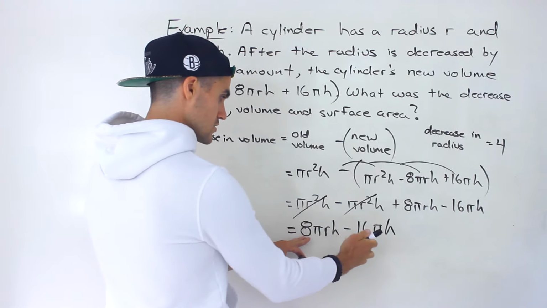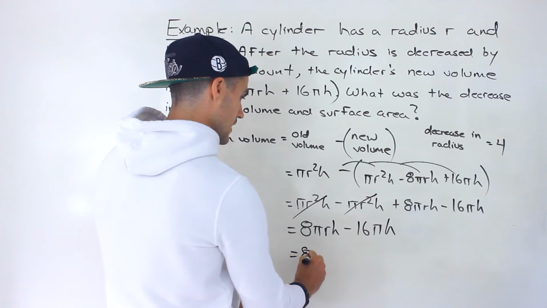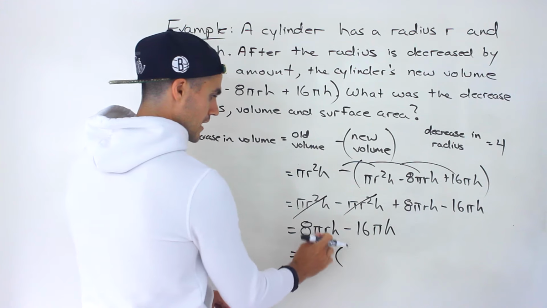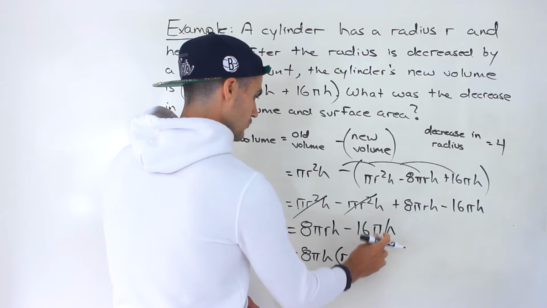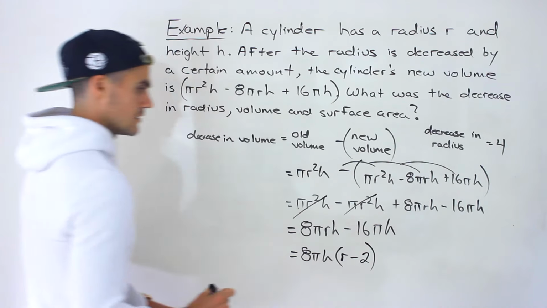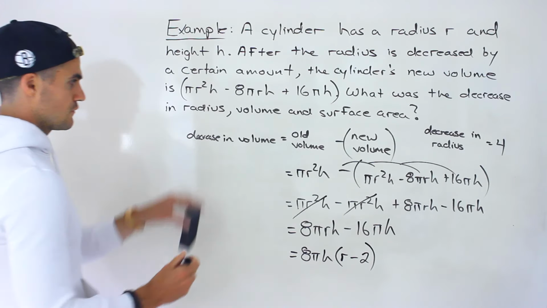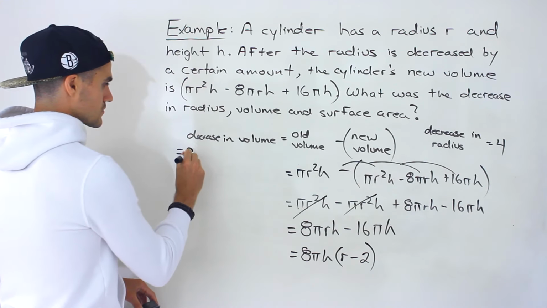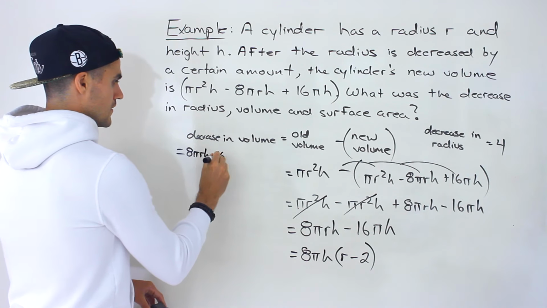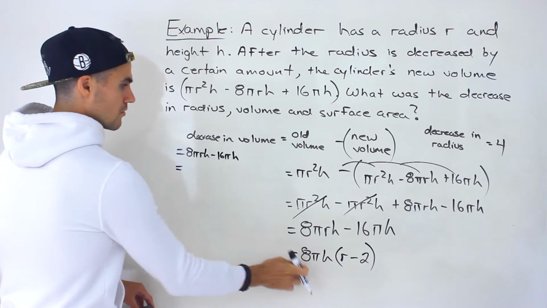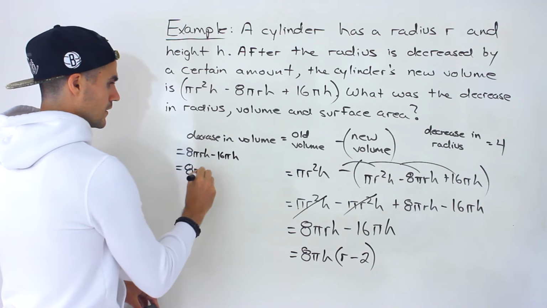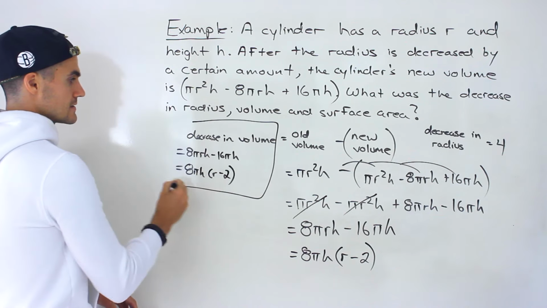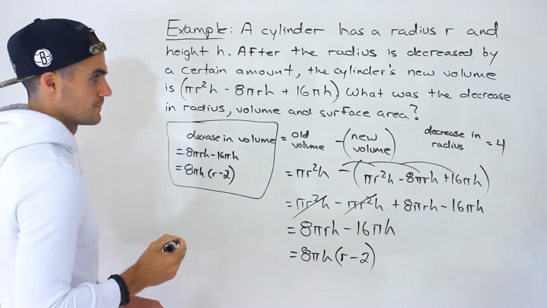You could also factor this. Notice you could take out an 8 pi h from both of these. And if we take out an 8 pi h here, we're just left with an r. Here we'd be left with just a 2, like that. Okay, so this decrease in volume, we can say it's either this, let's write it on the side here, or the factored form, which would be that right there. All right, so that is the answer for the decrease in volume.